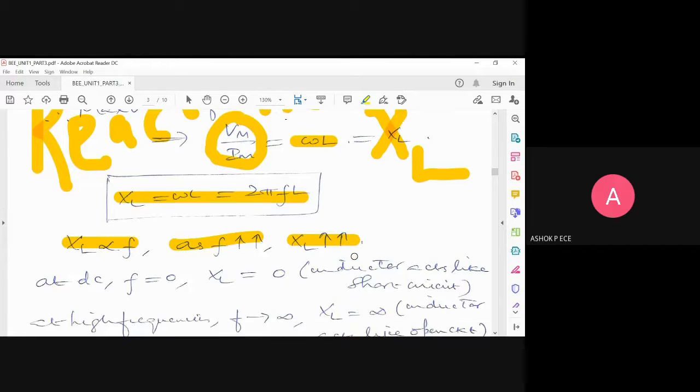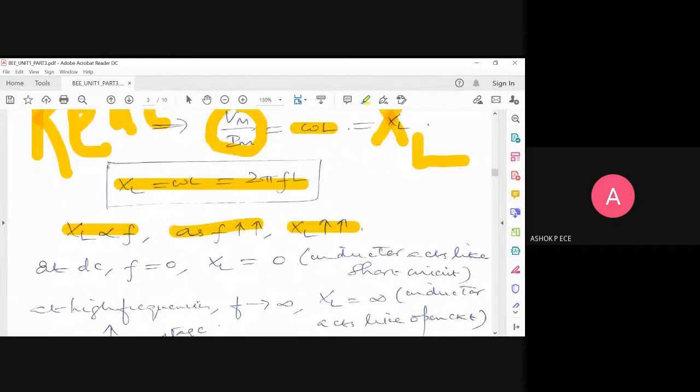What happens at DC? For DC, the frequency is 0. When you put F equal to 0, XL equals 0. So what is the meaning of XL equal to 0? The reactance offered by the inductor is 0. What does that mean? Does it not allow DC? Sir, current is allowed. Yes, current is maximum.